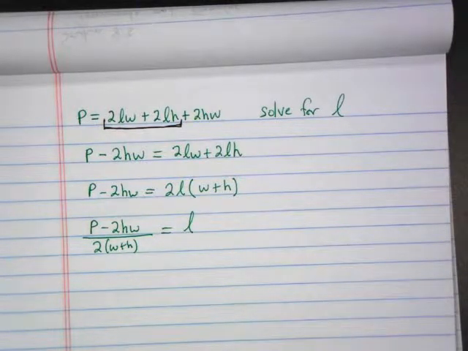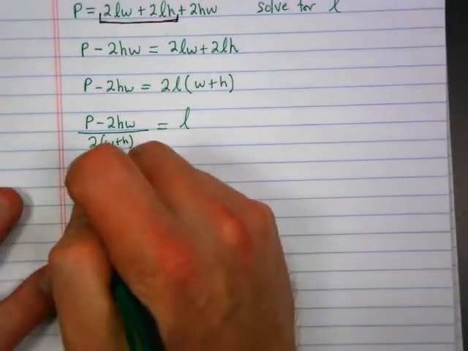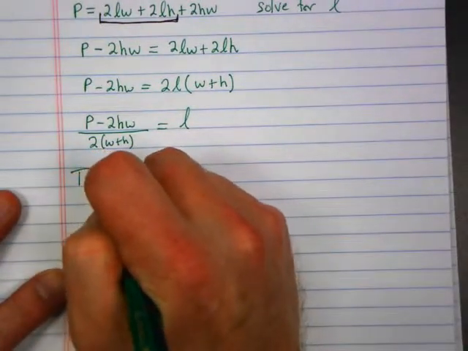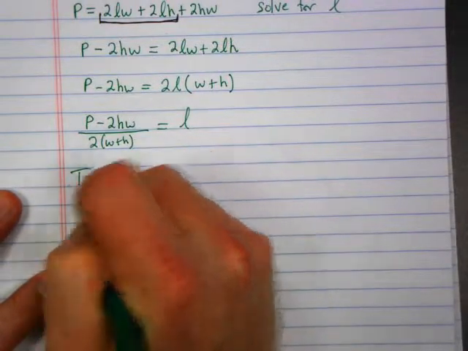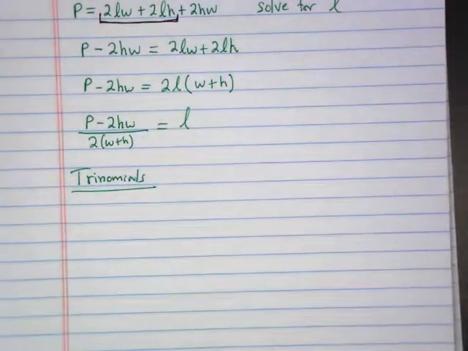Okay, so that's the part on formulas. Now let's talk about trinomials. What does trinomials mean? 3 things. That's correct. So we've done some factoring of trinomials already.